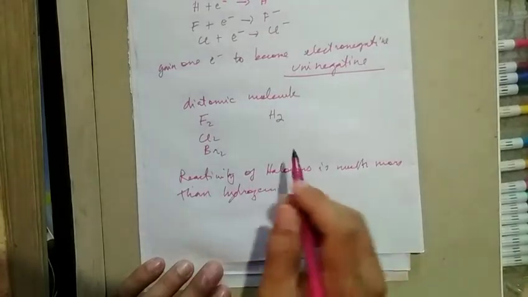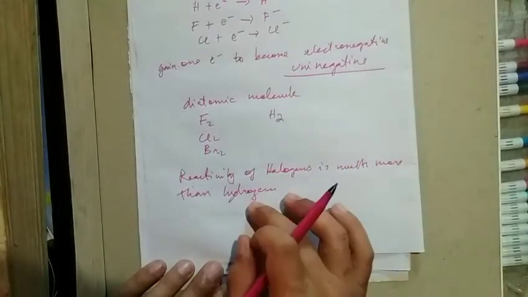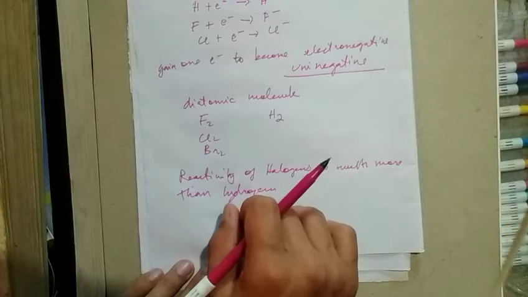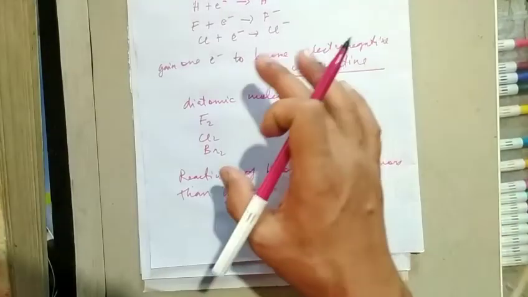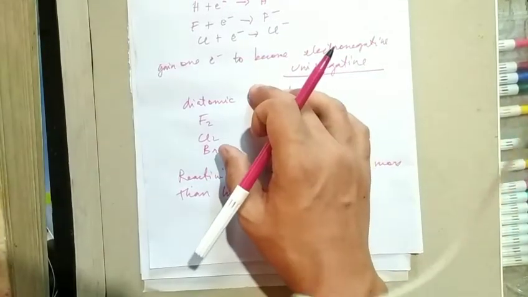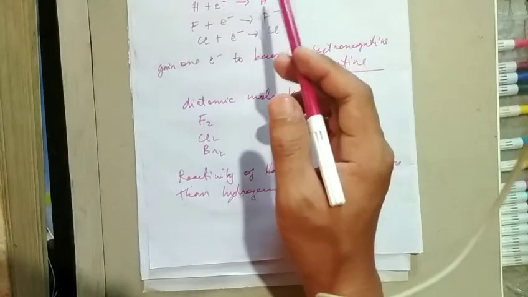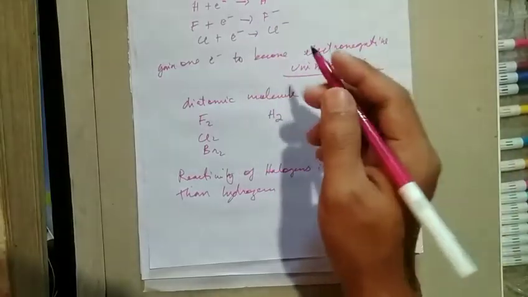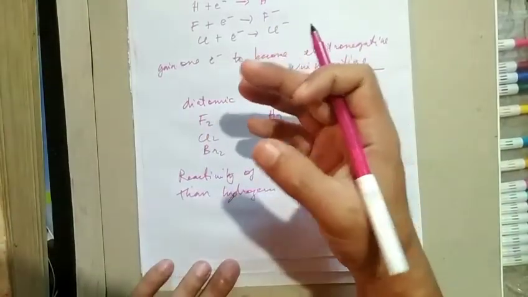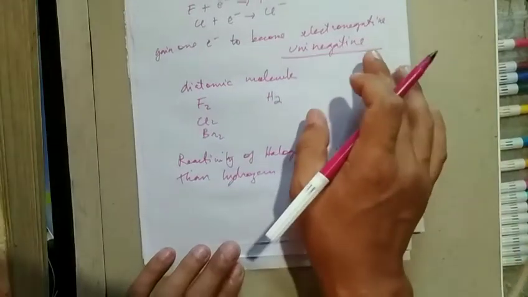So halogens are much more reactive than hydrogen. Okay, so we see the similarities and differences between hydrogen and group 1 and group 17 elements, alkali metals and halogens. We have seen the differences and similarities.